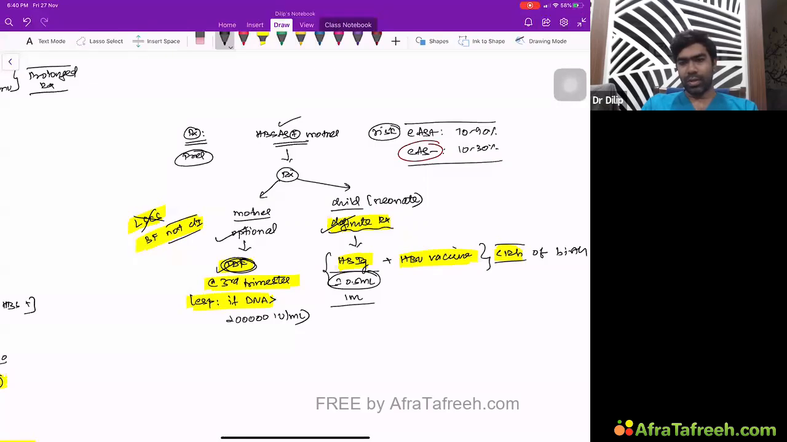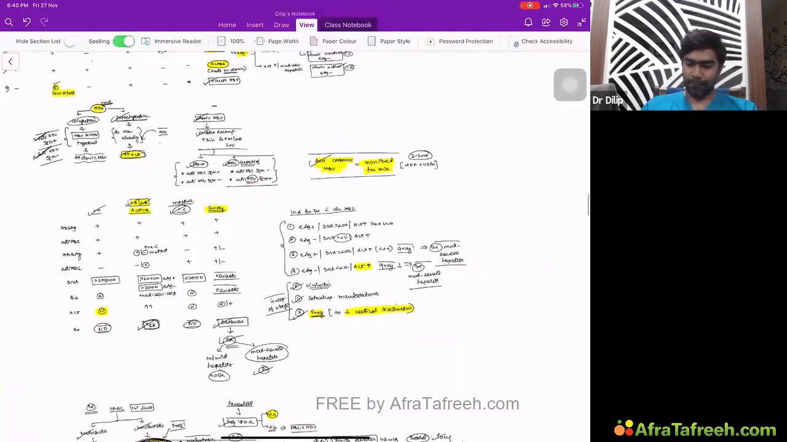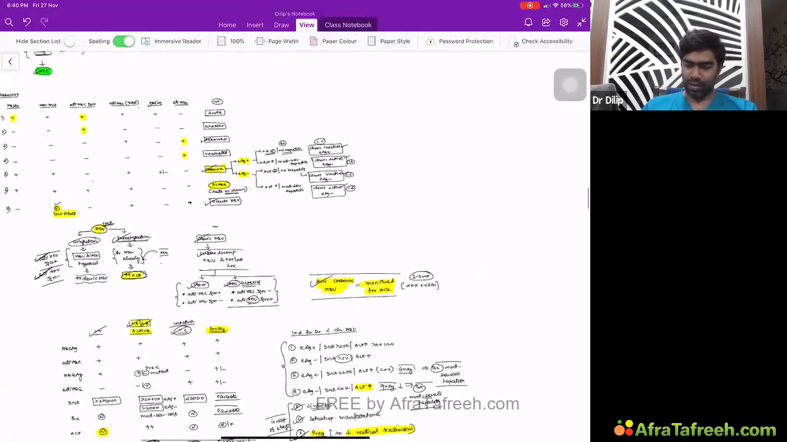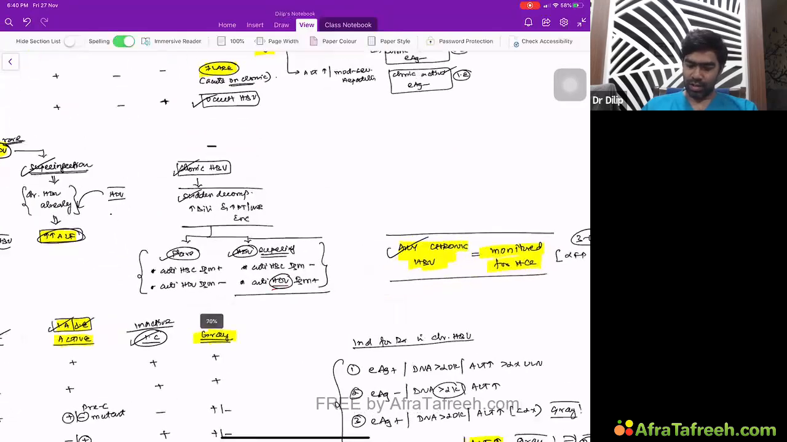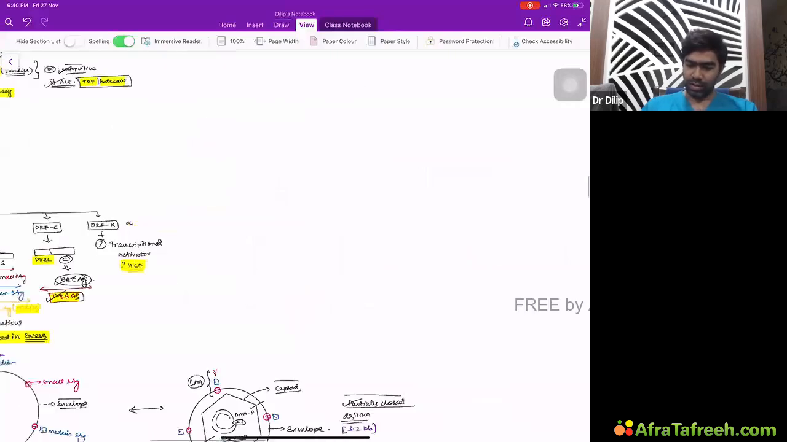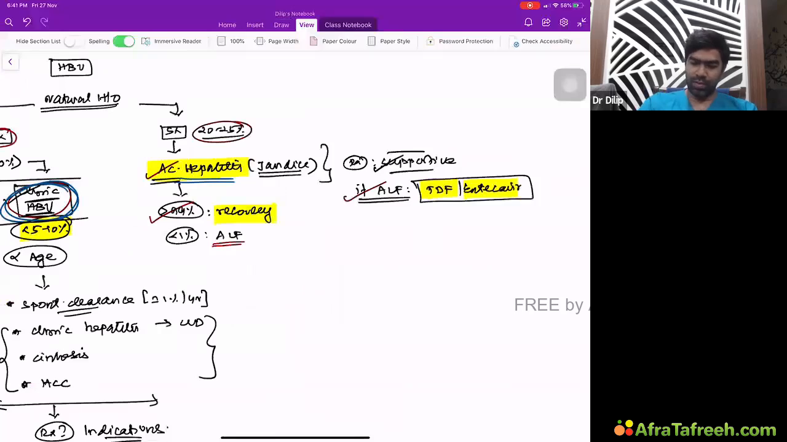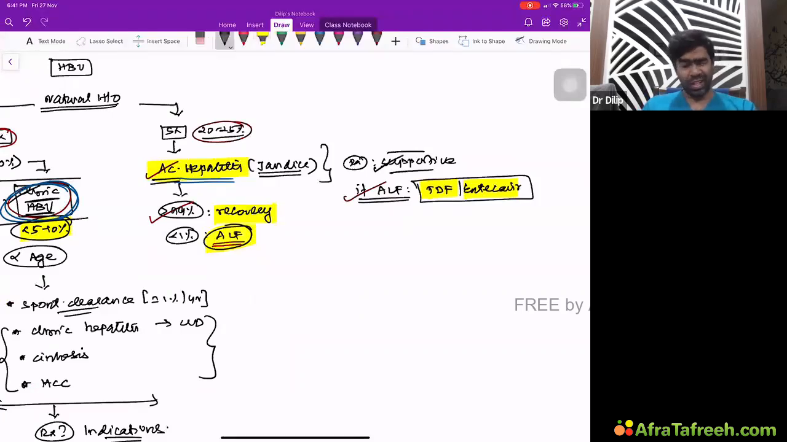Clear? If HBV presents as ALF, what is the chance of it persisting as chronic HBV? Very, very less. If the patient has acute liver failure, the chance of having chronic HBV is very, very less. Most of them will recover, almost 100%. First of all, you have to recover. Most of them will recover, and almost 100% of these patients will clear off the infection.